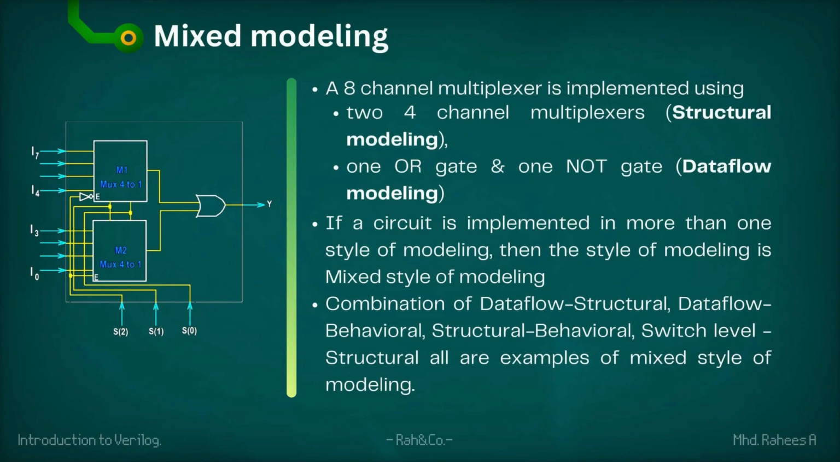Now the mixed style of modeling. Here, to implement an 8x1 multiplexer, we have used two 4x1 multiplexers, one inverter and one OR gate. Here we are using structural modeling to instantiate two 4x1 multiplexers, and we are connecting the outputs of these two multiplexers to the inputs of an OR gate. There is data flow modeling also. So this modeling contains two different styles of modeling. This type of modeling is called the mixed style of modeling.